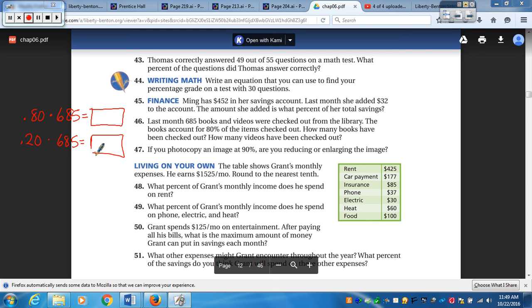The next one, living on your own, the table shows Grant's monthly expenses. He earns $1,525 per month, round to the nearest tenth. What percent of Grant's monthly income does he spend on rent? Okay, well, if we want to know the percent of his monthly income spent on rent, $425, I'm going to say 425 of 1,525. 425 out of 1,525 is spent on rent. What percent is that? Okay, that's how I would set up that one.